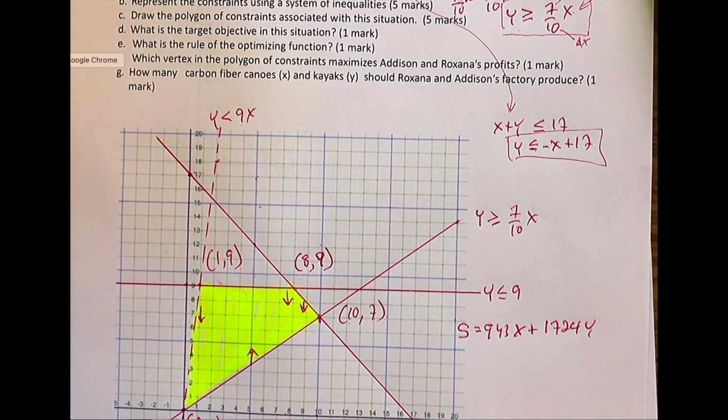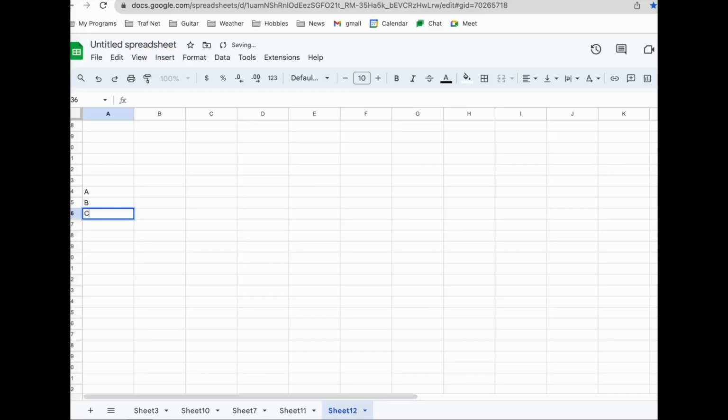I want to apply each of these vertices to this equation. I'm going to do that in a spreadsheet. A, B, C, D. The X values, the Y values, S, which is 943 times the X value plus $1,724 times the Y value. For A, the X is 1, the Y is 9. For B, the X is 8 and the Y is 9. For C, the X is 10 and the Y is 7. For D, we have the X is 0 and the Y is 0. Okay, let's fill that down.